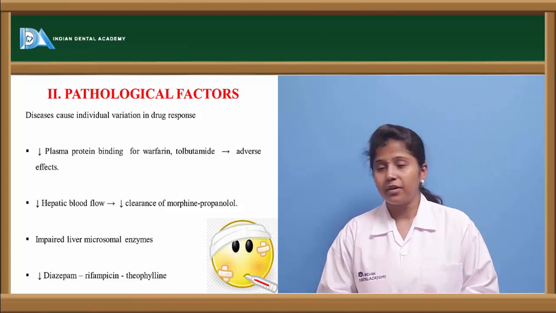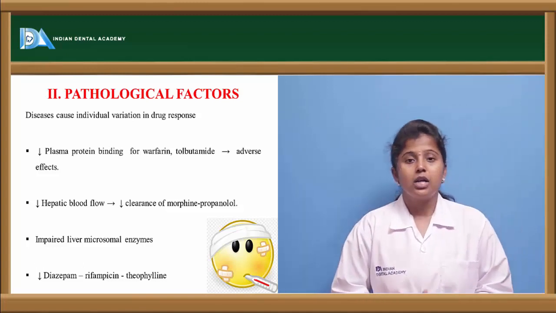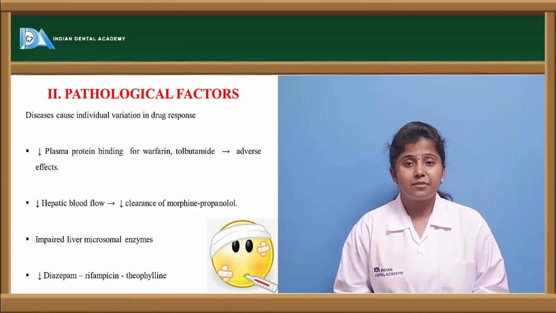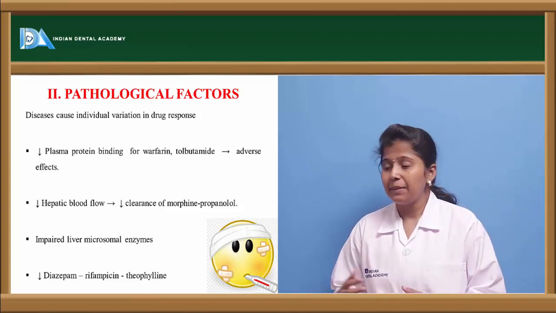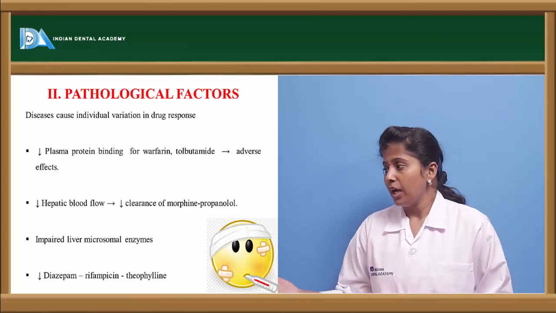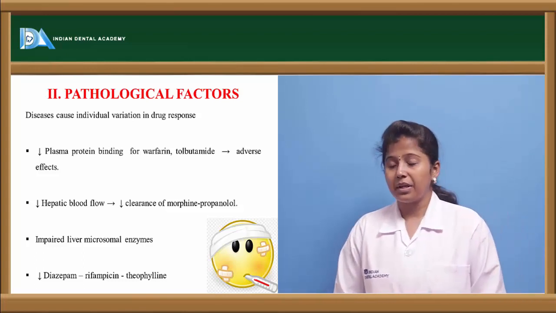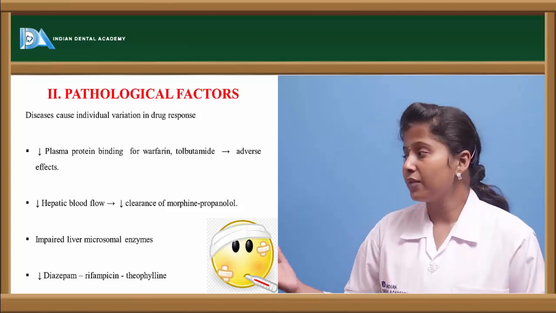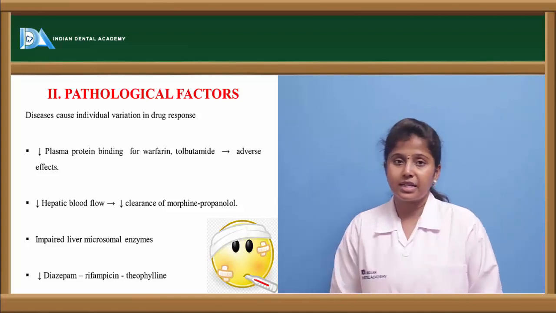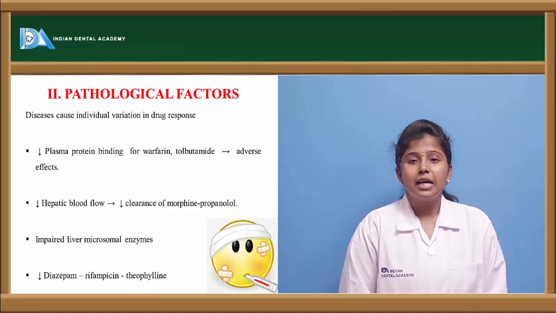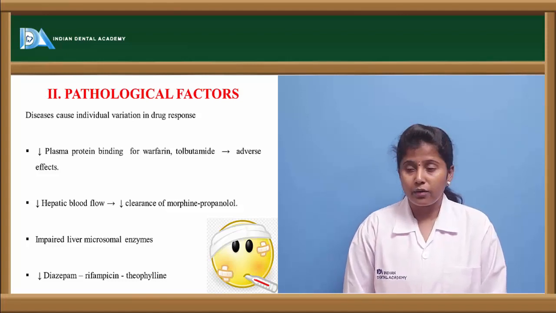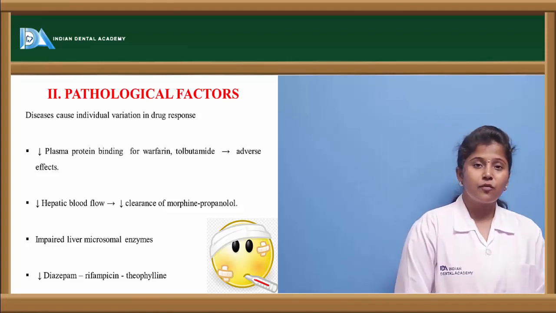And impaired liver microsomal enzymes. The microsomal enzymes present in the liver, which aid in the metabolic reactions, can be impaired. Because of the decreased microsomal enzymes, there will be a decreased metabolic rate of drugs like diazepam, rifampicin and theophylline.